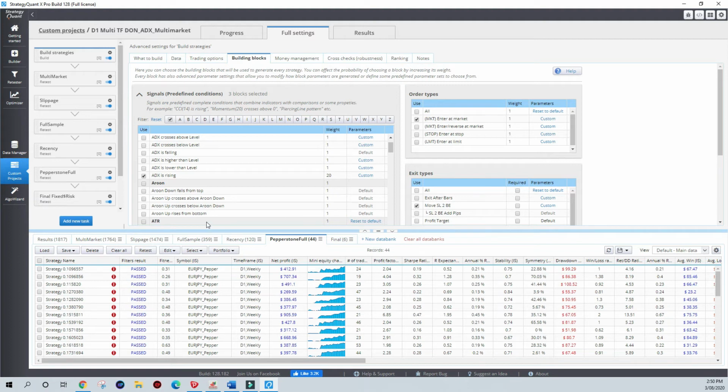So we are only using the ADX is rising condition here, which is, if you remember back to our core model, one of the indicators we used. We do apply a 20% weighting here, which means that some of our models generated will apply this condition, but we also want variation without the ADX rising condition.